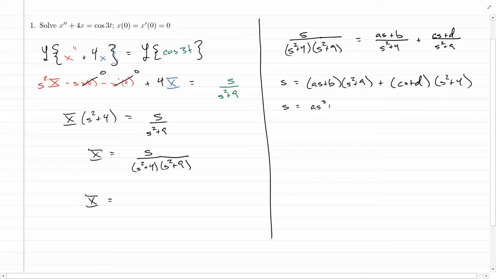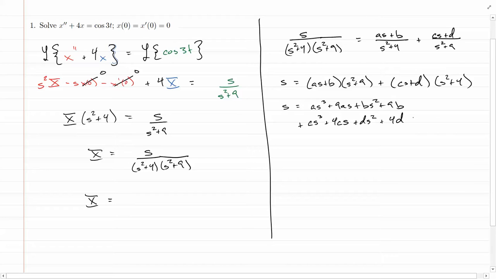So we'd have s equals what? As cubed plus 9as plus bs squared plus 9b, plus, let's try to get the like terms together, cs cubed plus 4cs plus ds squared plus 4d.